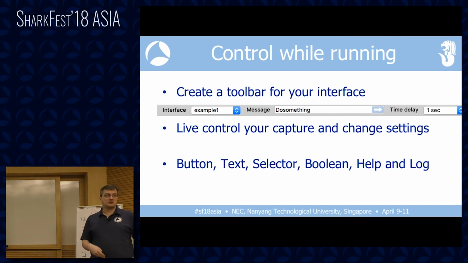In this case, we can change some information from the capture interface. We can have logging information sent to us. So the capture interface can tell us something is going on, something is happening, the machine has turned off, the link went down, something like that. And I can live control my capture. I can stop it, I can restart it from this toolbar. I can switch to another device, switch to another interface if I want to. I have complete control over it. And I have a button, text, selector, boolean, help, and log. So I have the possibility to add additional information here in whichever way I want it to be.